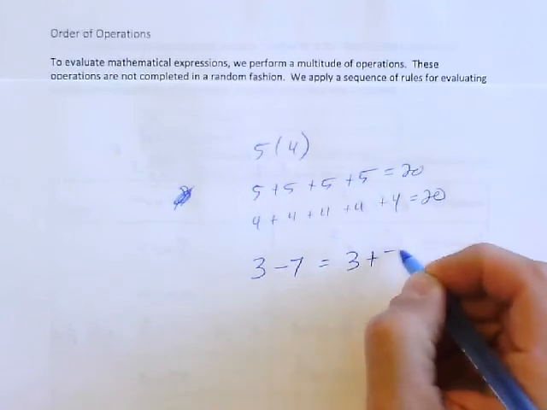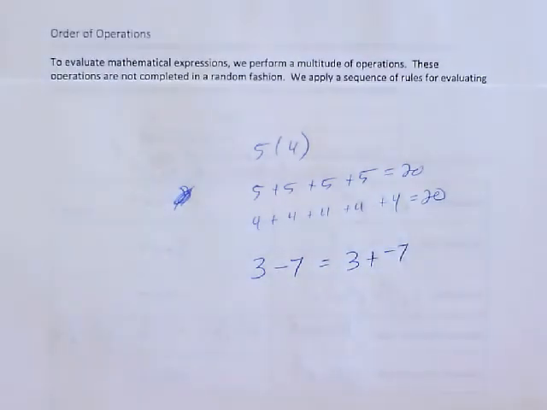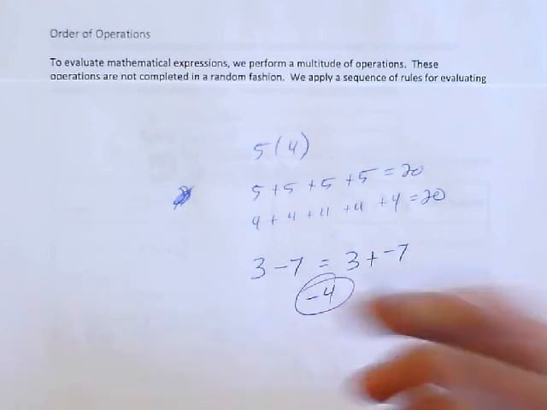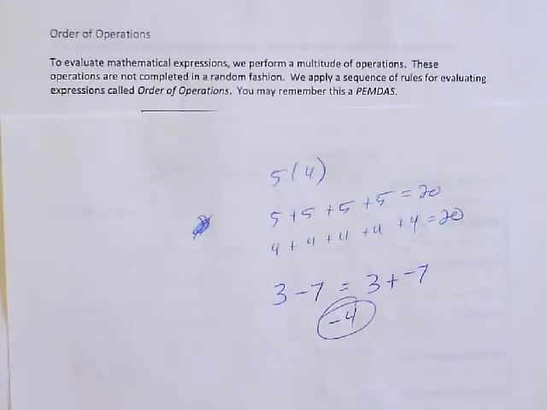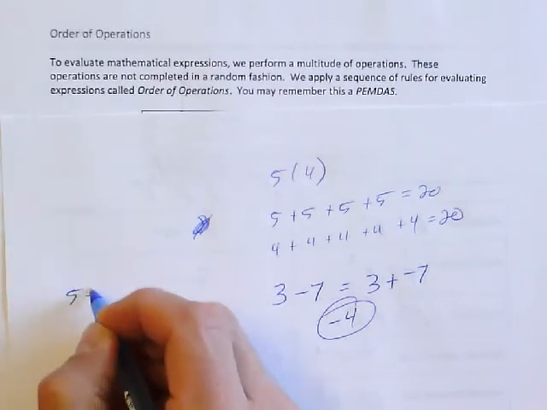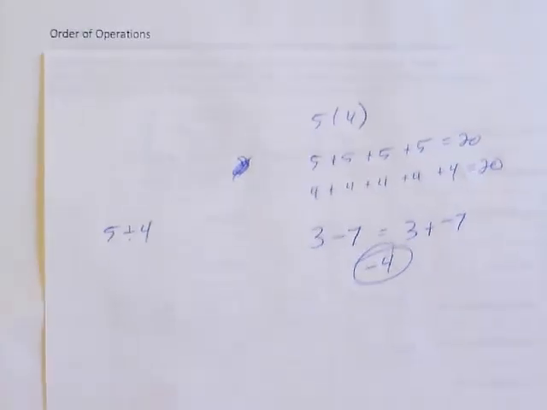To go about subtraction, if you're doing 3 minus 7, that's the same thing as 3 plus a negative 7. Whether you're working with this one or this one, negative 4 is your answer no matter how you do it. So subtraction is adding a negative number. Multiplication is repetitive addition. Now you're probably wondering how division is repetitive multiplication, or repetitive addition.